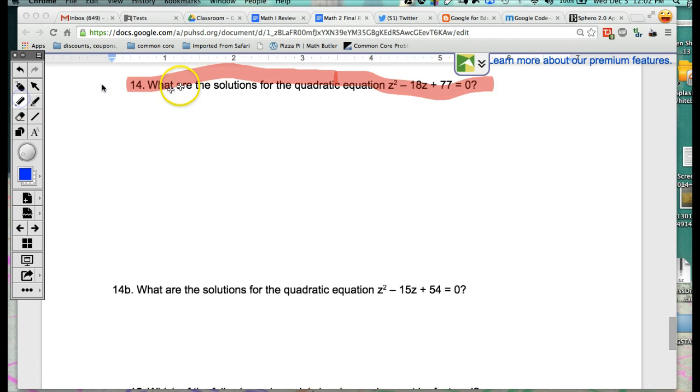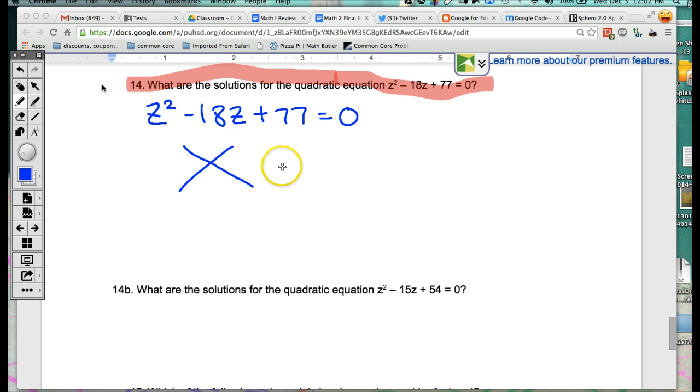Okay, so there you go. What are the solutions for the quadratic equation? Oh, and guys, let me write the equation again really big so you can see. It's z squared minus 18z plus 77 equals 0. And then I'm just gonna go over this fast. Then you have to use the x method. So I start out by drawing the big X. And then what number do you think I'm going to get on top?